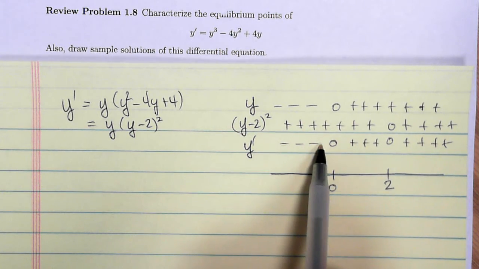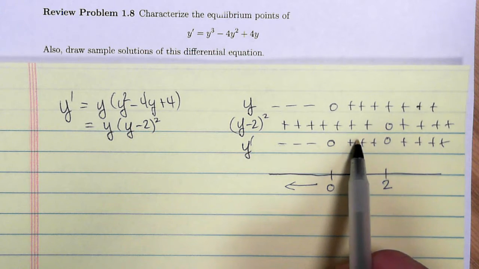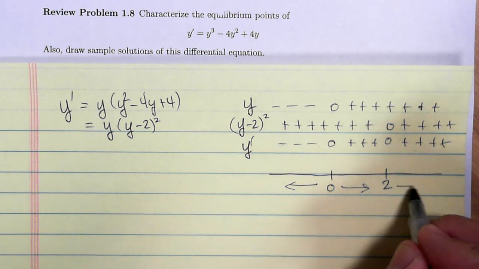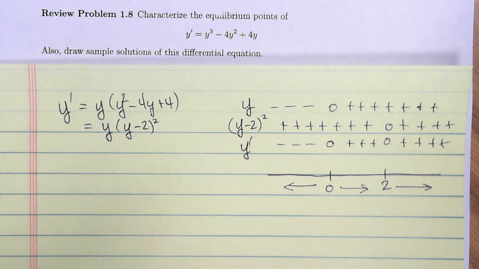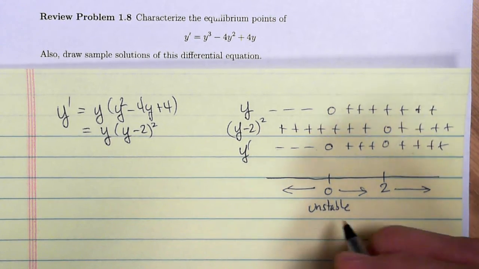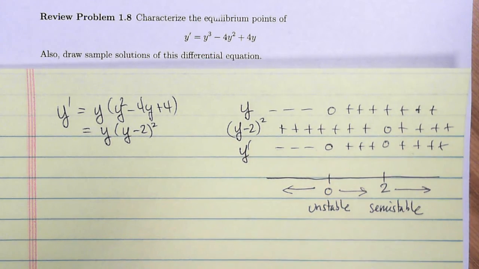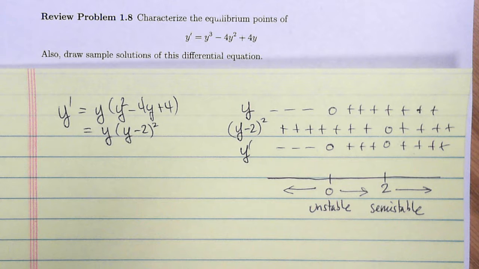So if the derivative is negative, that means the solution is decreasing. If the derivative is positive, that means the solution is increasing. And over here, if the derivative is positive, that means the solution is increasing as well. So just looking at the arrows, we see that this is an unstable equilibrium, while this one is a semi-stable equilibrium.